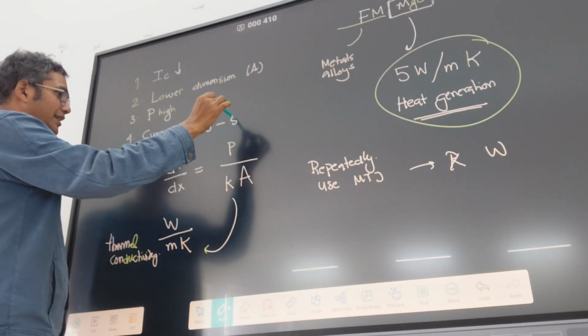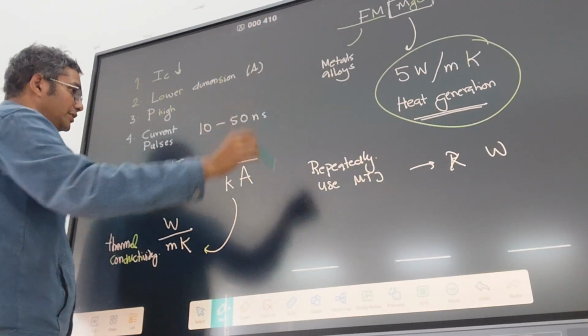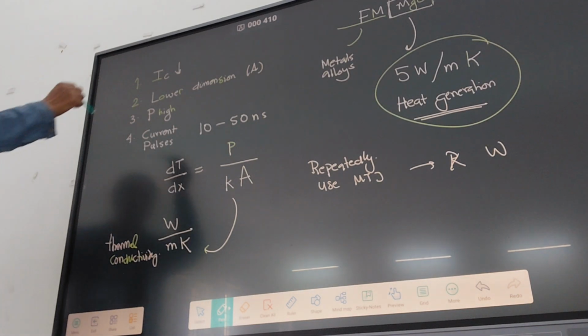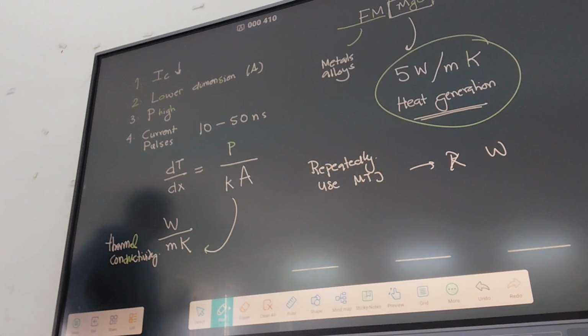Ten to 50 nanosecond pulses you use. So these are the factors by which you can reduce the heat. But these are all temporary factors. They are not long standing. If you lower the current, it may so happen that the heat generated at room temperature is enough to erase what you have written, the memory. So you need to have a certain level of current to keep the memory intact.